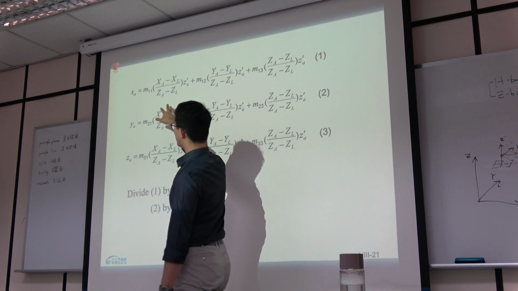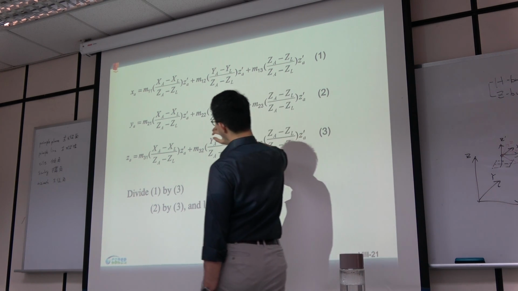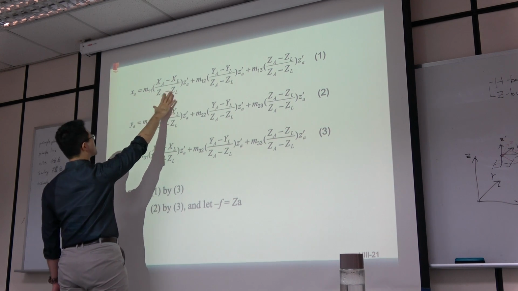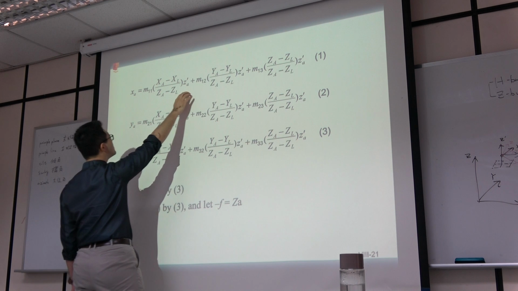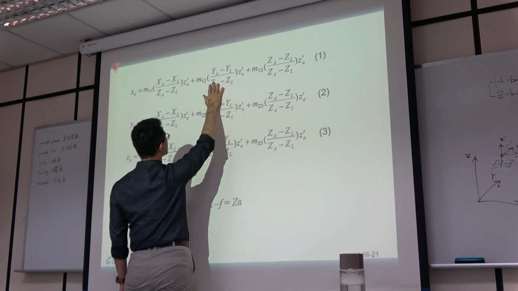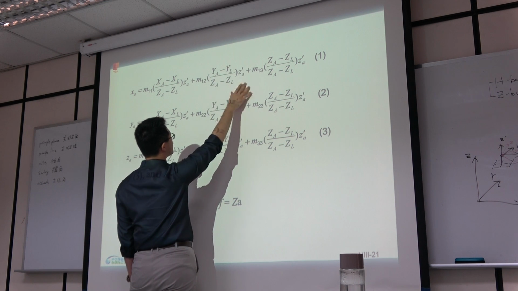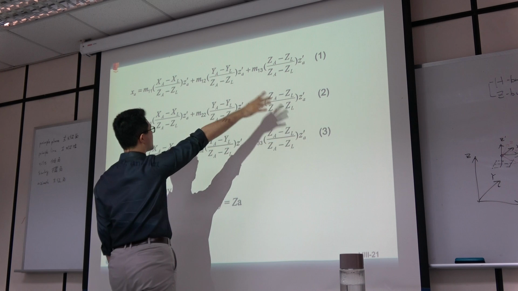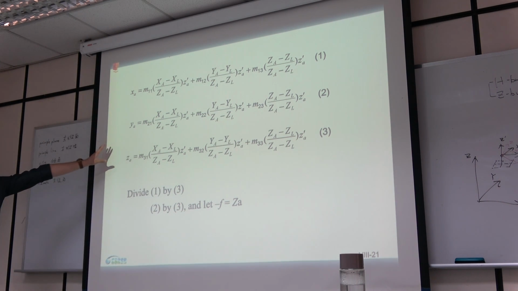These are the three equations that we have. The XA equals M11 multiplied by this, which originally is the XA plot, and M12 multiplied by the YA plot, which is written as this over here, and so on and so forth. So right now we have these three equations.